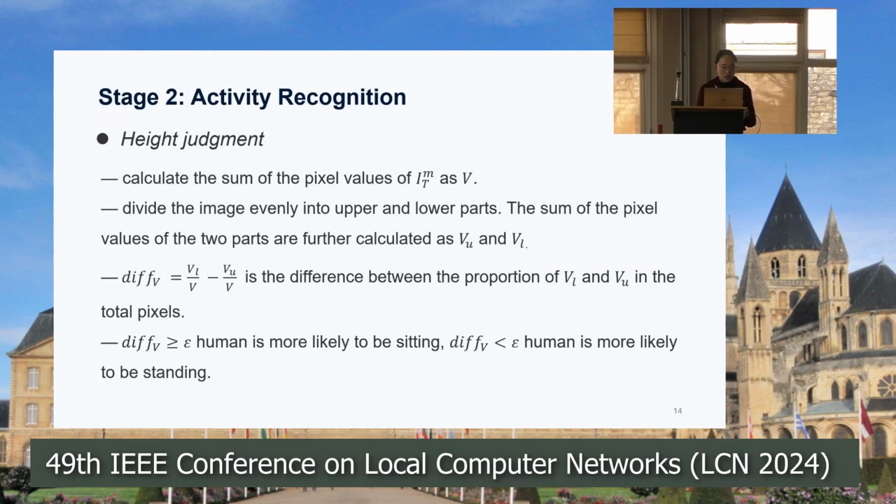In stage 2, activity recognition, we note that sitting or standing is the most basic element of an action. It is necessary to first perform height judgment to guide the division of sub-images, which is achieved by comparing the pixel differences between the upper and the lower parts of the image. The height state of the human can be determined by judging whether the difference V exceeds the threshold.